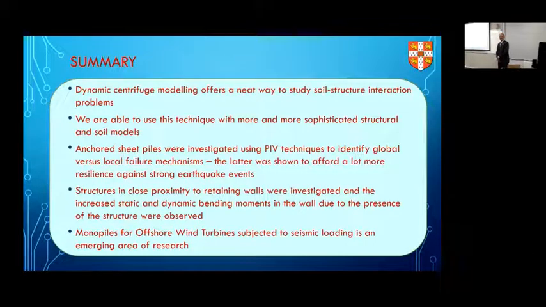Yep. We have a question from the chat. How does heat transfer? What is the scaling law for heat transfer, and how is heat transfer considered in centrifuge models? Okay, that's a very interesting question.